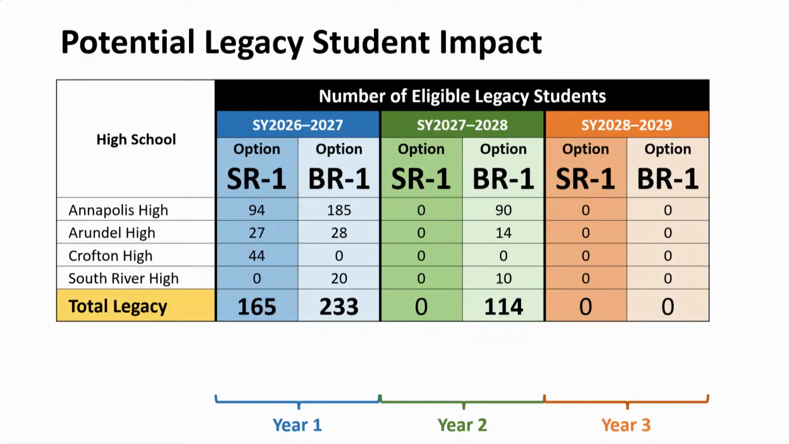The estimated number of legacy students that have an option for rezoning in school year 26-27 is 165 in SR1 and 233 in BR1. Under SR1, redistricting is fully implemented at the start of school year 27-28, whereas in BR1, it delays implementation until school year 2028-29.